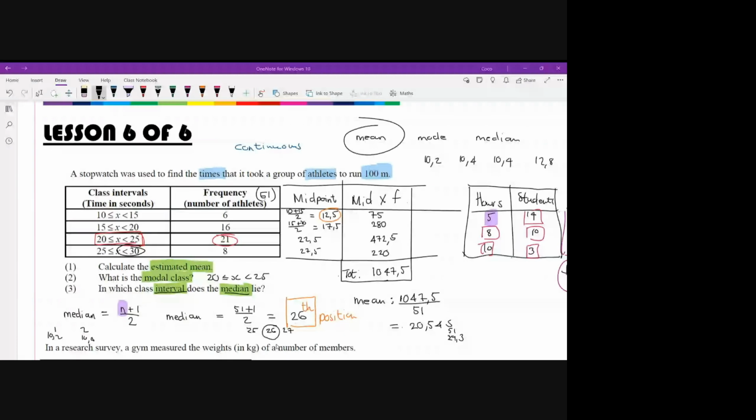Right. But 26 is not the answer. 26 is not the answer. The person in the 26th position would have scored maybe between 15 and 20 seconds.